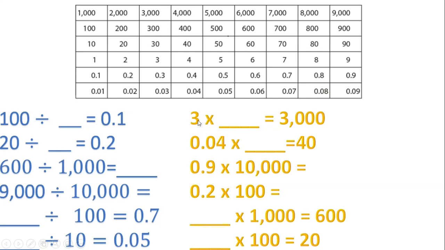Let's try this one. 3 multiplied by something equals 3,000. Oh, I know that straight away. I'll just check on the chart though. So 3, 1, 2, 3. So you don't always need to use the chart. If you know the fact, write it down. That's fabulous. But if you want to use the chart, that's also great. Pause the video and have a go.